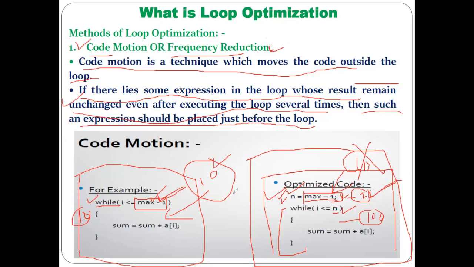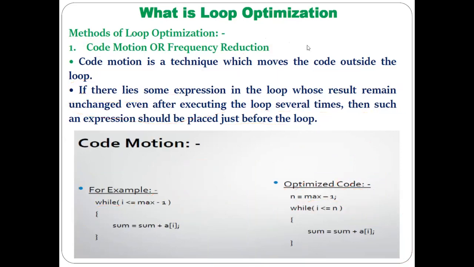Frequency reduction in the sense of how many times iteration is happening, how many times this sub expression is getting evaluated. Here, it may get evaluated 100 times, 10 times, 1000 times. But if you write it like this, it gets evaluated only once, no matter how many times your loop runs, how many iterations there are in your loop. Understood? So that is the first technique through which loop optimization is performed. That is called code motion or frequency reduction.